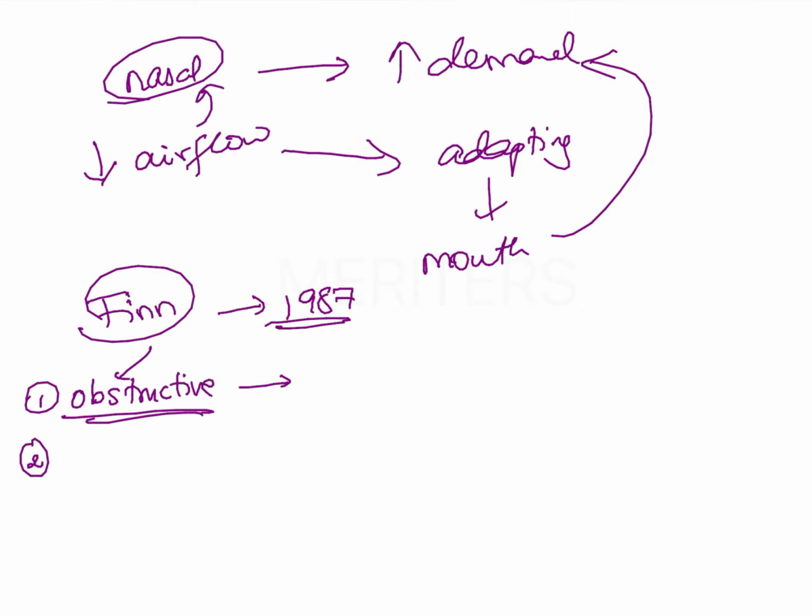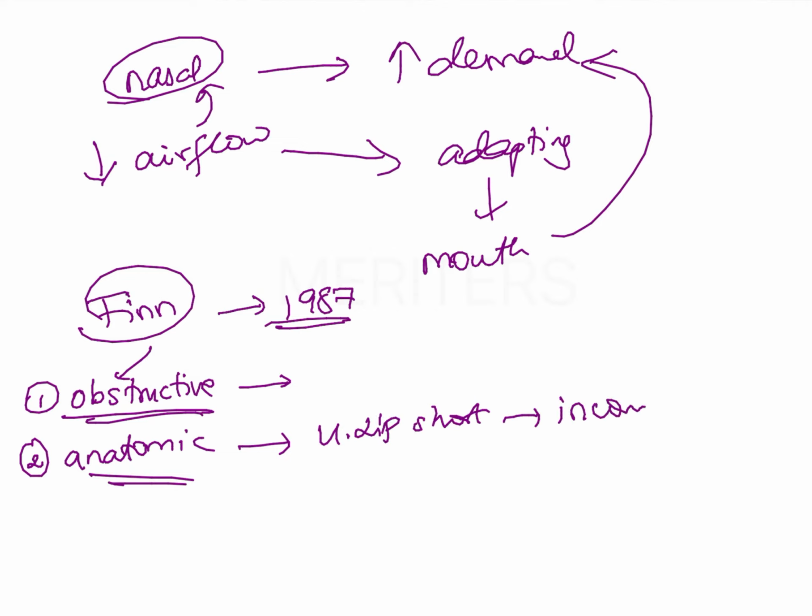The second type is the anatomic type. In the anatomic type, what he said was that this is because there is a short upper lip, because of which there is incompetency of the lips. The patient is breathing through the mouth because his mouth is not closing completely, as the lips are short.